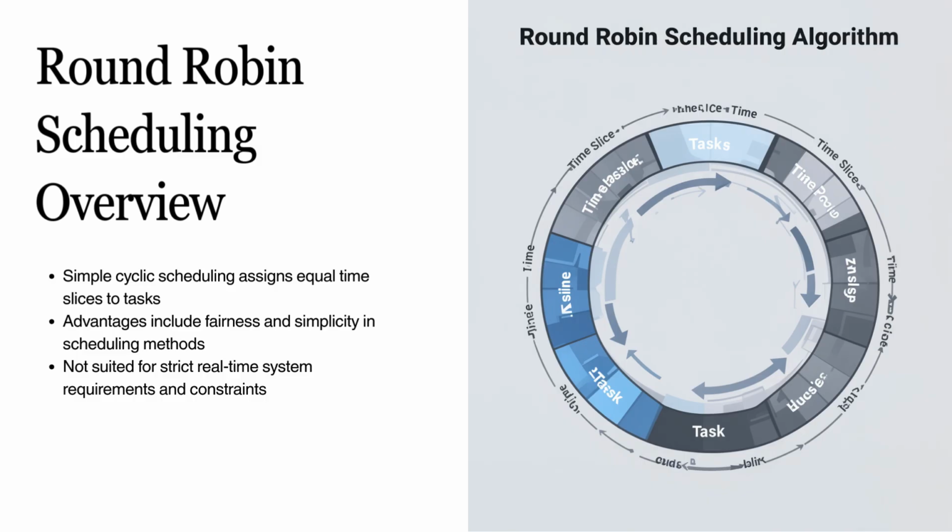However, it's important to note its limitations. Simple cyclic scheduling may not be suitable for systems with strict real time requirements. In these cases, the lack of flexibility can lead to issues in meeting time constraints. As we move forward, we look into the scheduling which builds upon this concept by introducing a more dynamic approach to task management.